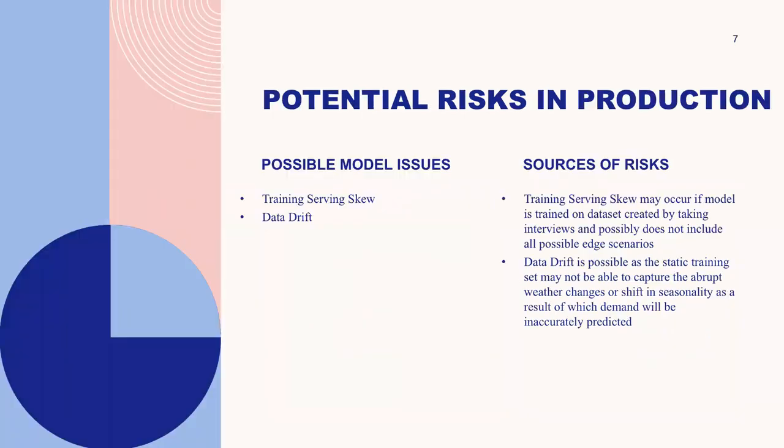So looking at the potential risks in production, I see that training-serving skew and data drift could be the possible model issues. Training-serving skew may occur if the model is trained on a data set which is just created based on interviews, and it might not include all the possible edge scenarios. And data drift is possible as the data that we have may not capture the abrupt weather changes or the shift in seasonality, as a result of which the demand will be inaccurately predicted.